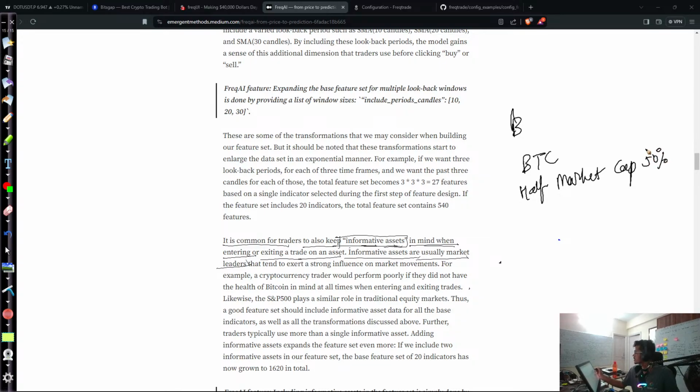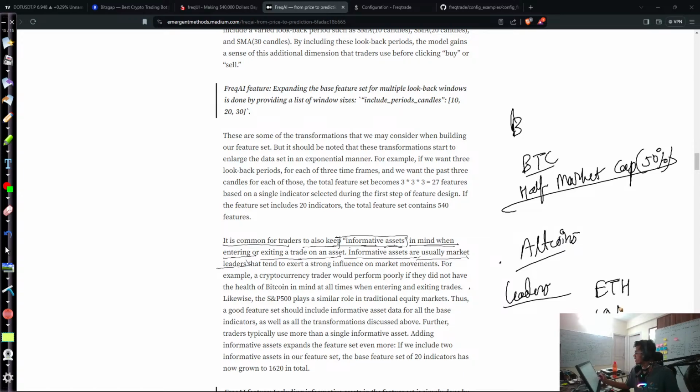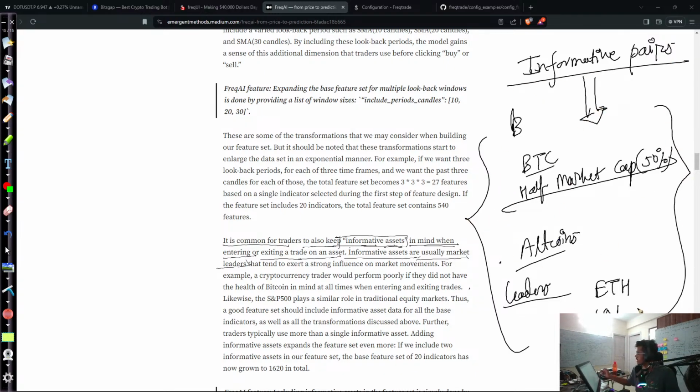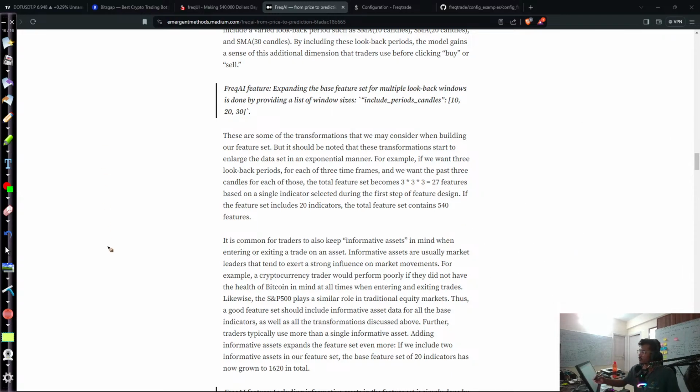50% of the market cap is Bitcoin only. The others are altcoins, where the leaders are Ethereum, then you have Chainlink, all this cool stuff, right? So you can add it as your informative pairs feature, which is informing that these are the leaders. Okay, these are the leaders, and you should pay much attention to what they have to say.